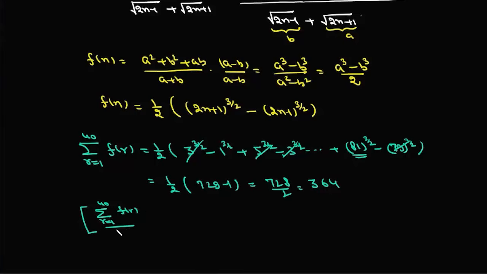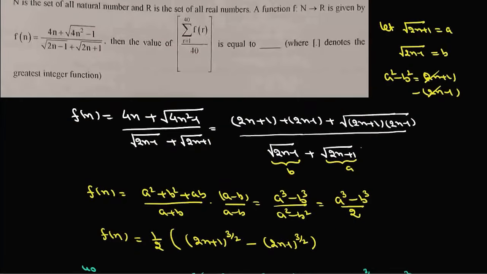Fr upon 40. Its greatest integer value. So it will be 364 upon 40. So this is the greatest integer function of 9.1. So this value will be equal to 9. So the value of this series is equal to 9, and that is the answer to this question.